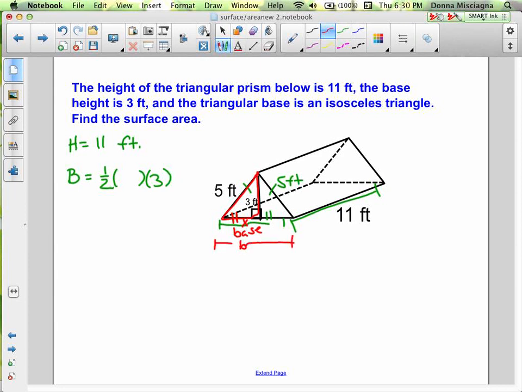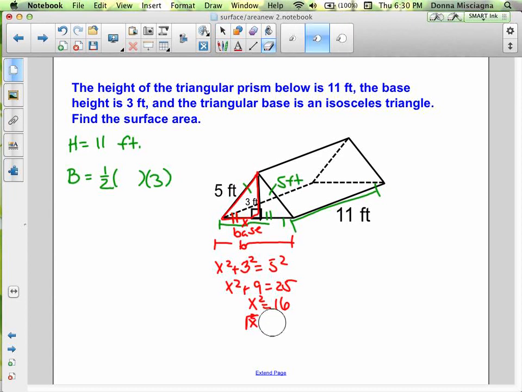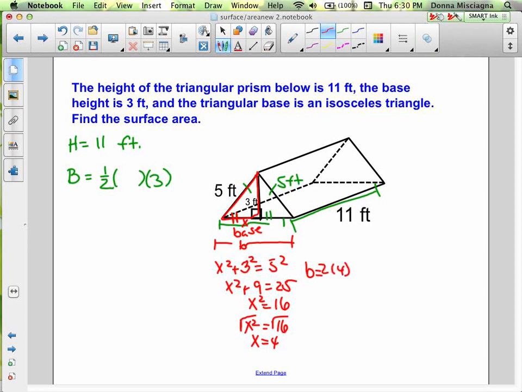So we have x squared plus 3 squared equals 5 squared. So that's x squared plus 9 equals 25. Subtract 9 from both sides. X squared is equal to 16. We only want the positive square root because this is measurement, and measurement has to be positive. So 4 is x there. If we double it, we get the whole length of the base there. So 2 times 4, or 8.